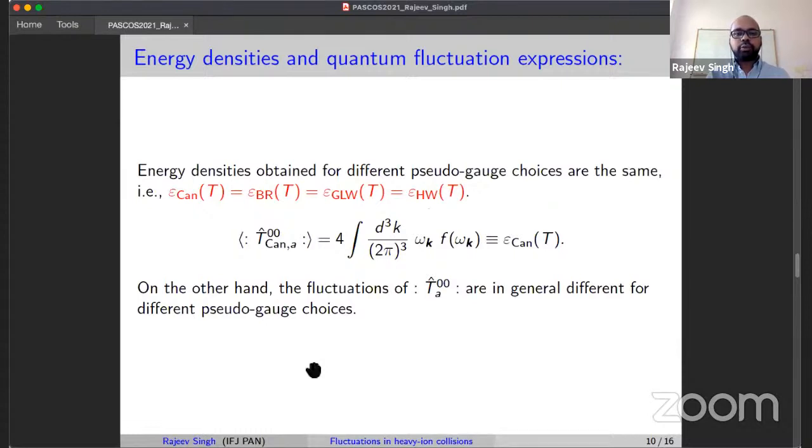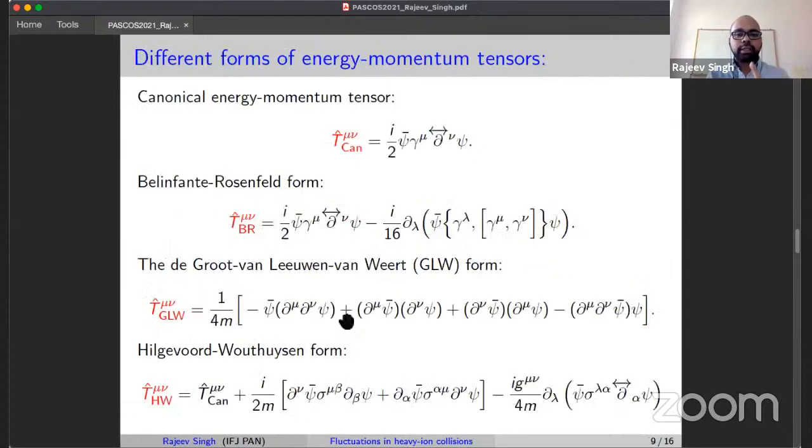Now I'll go to the numerical simulations and plots where we compare the fluctuation expression for each of them and for different values of mass and temperature.